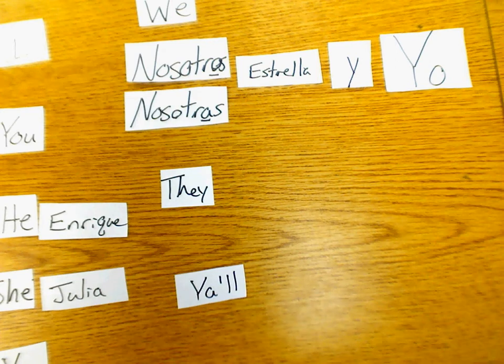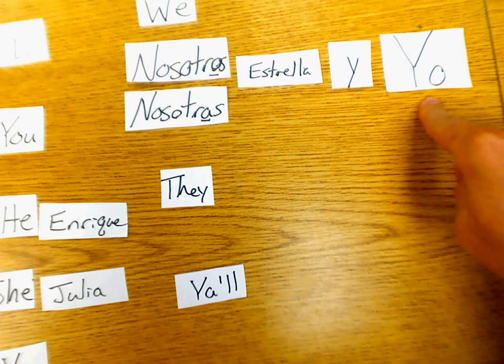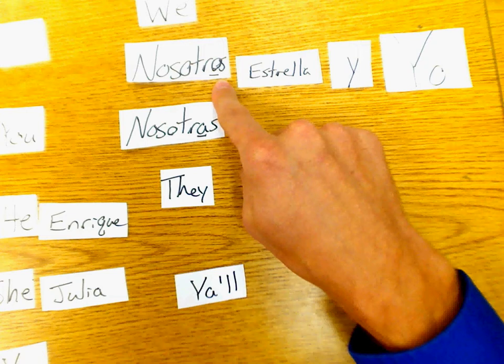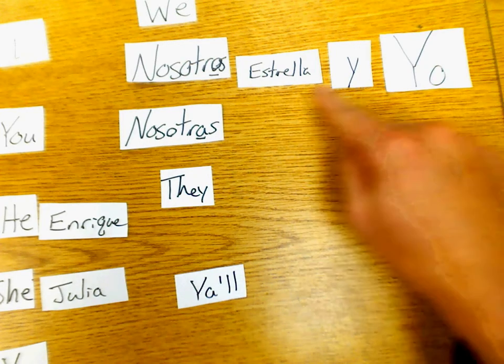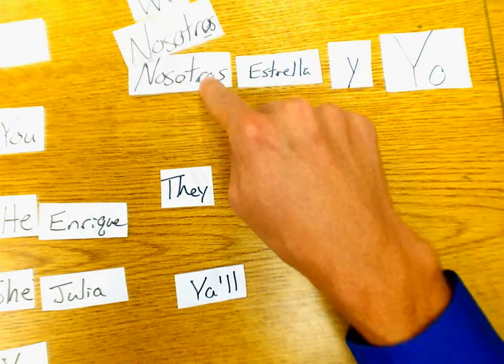Now here we have to decide, are we going to use nosotros or nosotras? Now Estrella is a girl. Yo, well, I'm a male, so I will always use nosotros because I'm included and I'm a man. But if a girl was saying this, Estrella y yo, and yo was a girl, I was a girl, we would use nosotras.